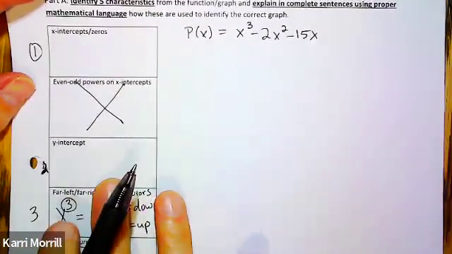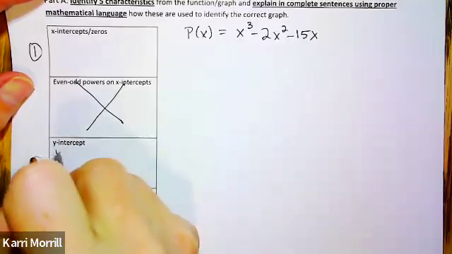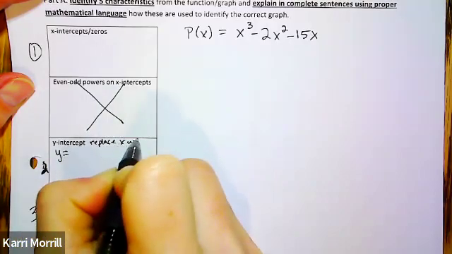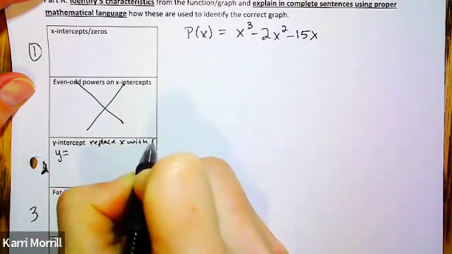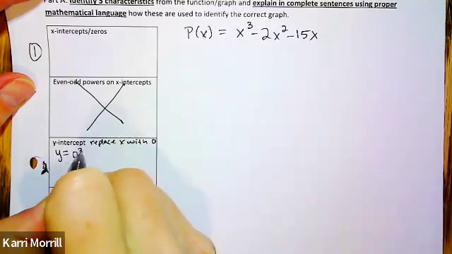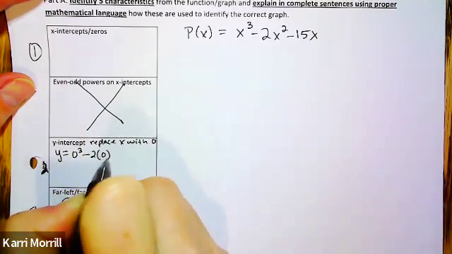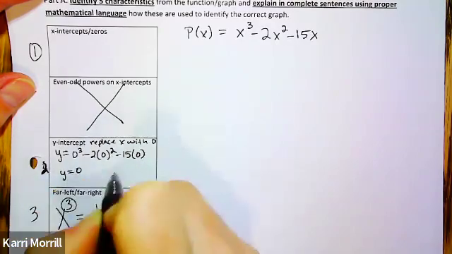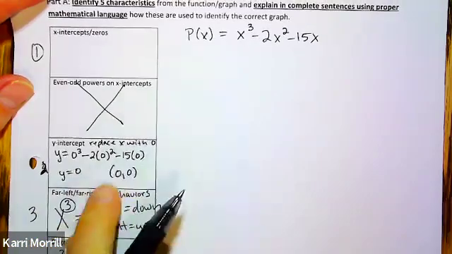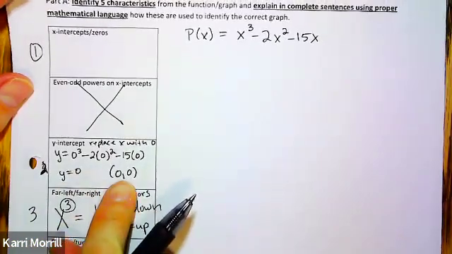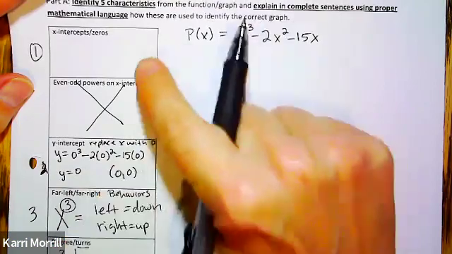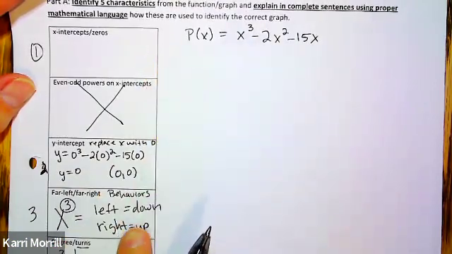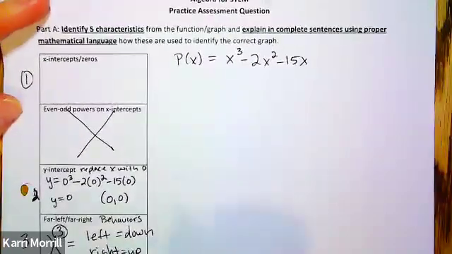I'll go ahead and do y-intercepts. So y-intercepts mean that you replace x with 0 and simplify. So 0 to the third minus 2 times 0 squared minus 15 times 0. So y is 0. That means my y-intercept is just going to be at the origin. What helps us a lot identifying the graph is going to be our x-intercepts or our zeros, and also those far left and right behaviors, as you know.